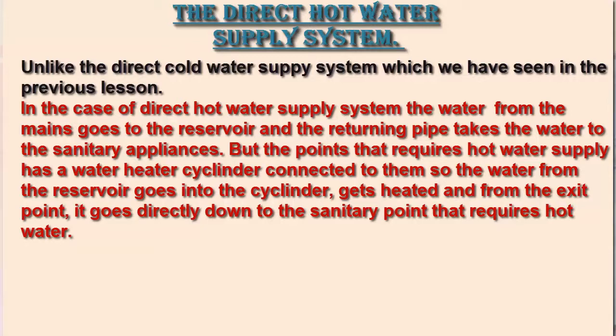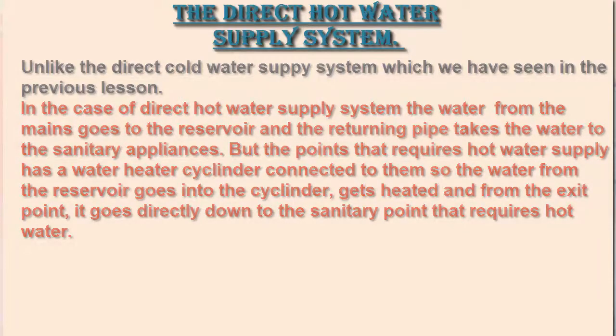So what is happening is that the water is taken to a what? A reservoir, a water tank. When the cold water comes through the service pipe, it goes to the water tank. And from the tank, the returning pipe is connected to what is called a water heater through a cylinder. In the direct system, every point that requires hot water has a water boiler. So the water boiler heats water and supplies that particular point directly.